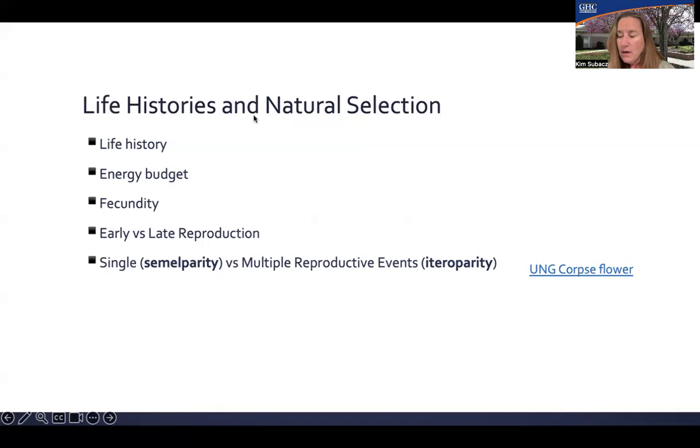Life history is going to be important. We need to know what is happening over something's lifetime and how that impacts it. Energy budget: this is when we talk about having to budget everyday energy, just getting through the day. How much energy are you spending on that versus reproduction, and how much energy is spent on parental care? It matters.